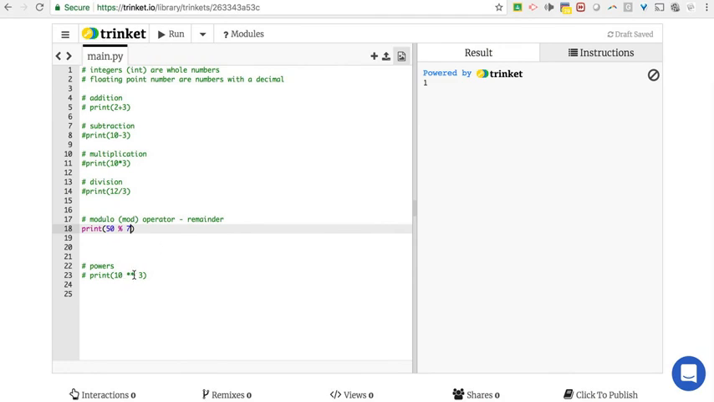And finally, powers. So let's comment this out. Powers are just 2 asterisks, and that's slightly different from what you know in math, but it operates the exact same way. So 10 to the power of 3 would be 1,000, or 2 to the power of 3 would be 8. So that's the basics of arithmetic in Python, and you also learned the print statement.